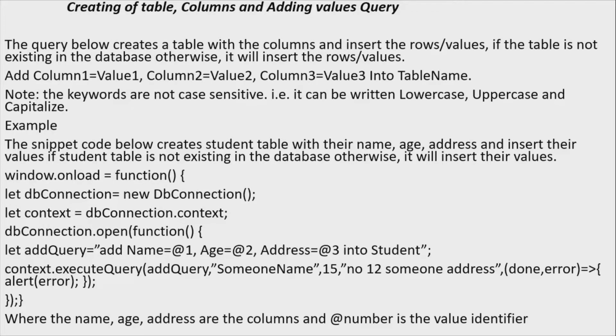Now let's see the second one, DB execute query reader. This execute query reader also takes three parameters, which are the query, the array of values, and the callback. It executes the query with the values and returns the callback function. It's the same thing as execute query.